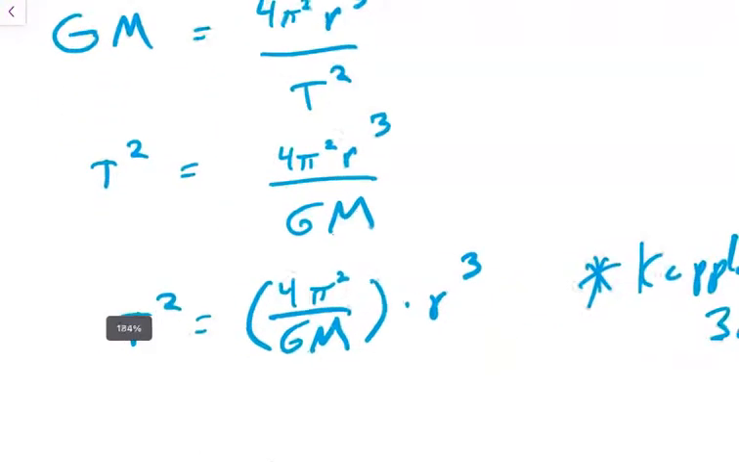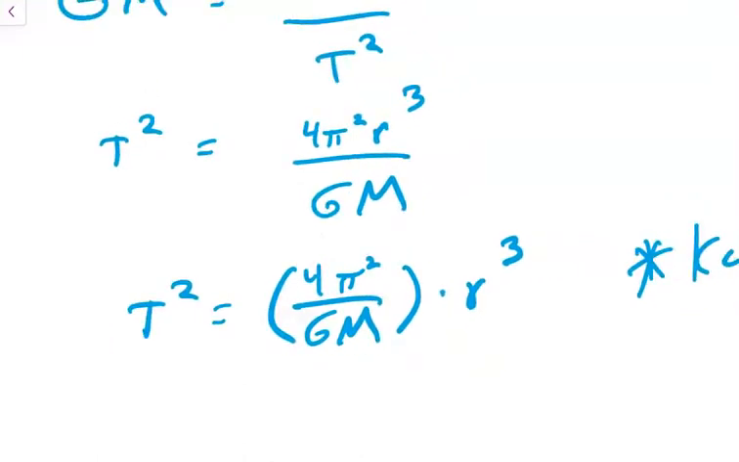Because T squared is proportional to r cubed, where 4 is a constant, pi squared is a constant, G is a constant, and then capital M is a constant. So the mass that the object is orbiting around is constant, because in the beginning, when we were observing the universe, we looked at our solar system. So the mass of the Sun was a constant at that time.